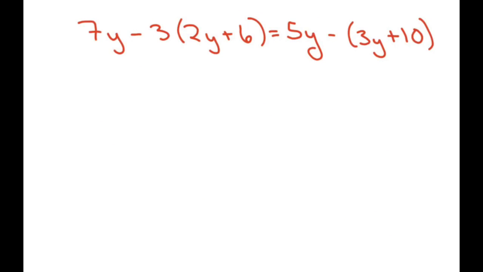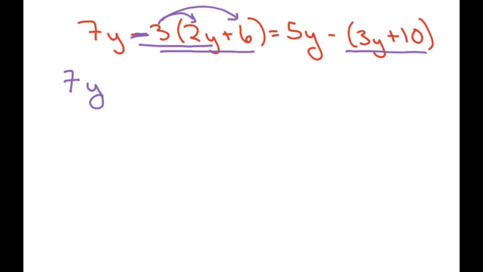This one is one that students make a lot of mistakes on. So what I'm going to do first is get rid of these parentheses here on both sides. So I'm going to distribute first. And remember to call out the negative here. So I'm just going to copy down 7y. Then it's negative 3 times 2y is negative 6y. And negative 3 times 6 is negative 18.